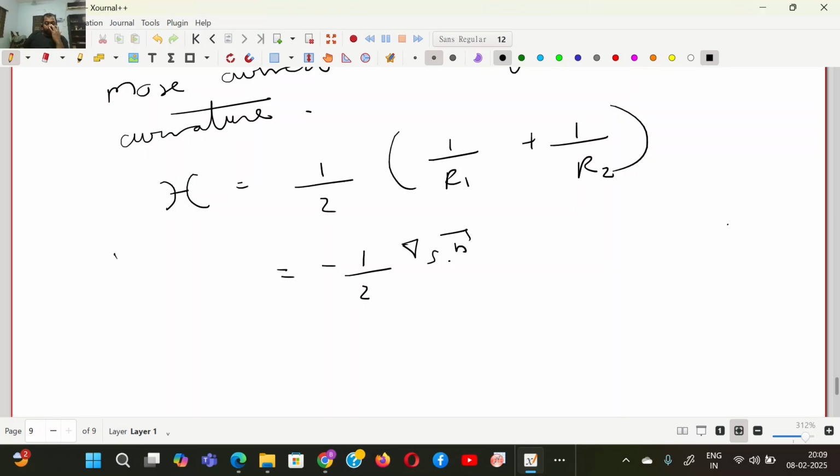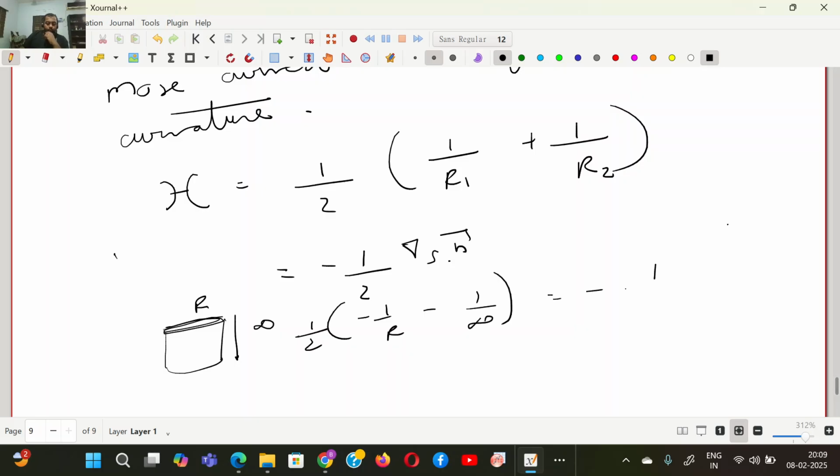Right? Okay. So for a cylinder, the radius associated with this surface is R, but for the other direction it is infinity. So it will be half of minus 1/R minus 1/infinity. So it's minus 1/(2R). Okay. For a sphere, it may be minus 1/R. So I'm not going into details. Just remember that there is something called surface tension whenever you're talking about an interface, and that has both a surface gradient component as well as a curvature component.